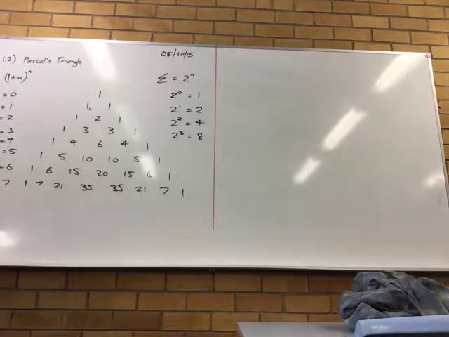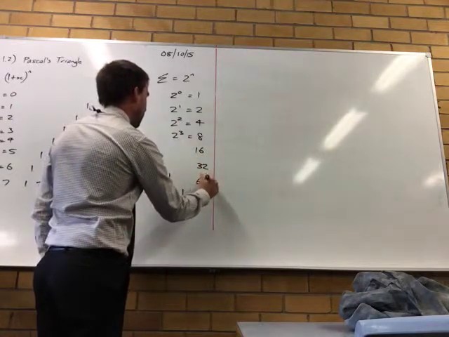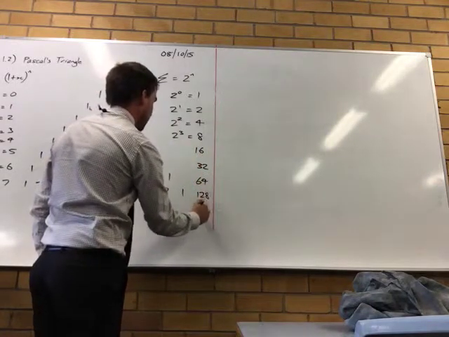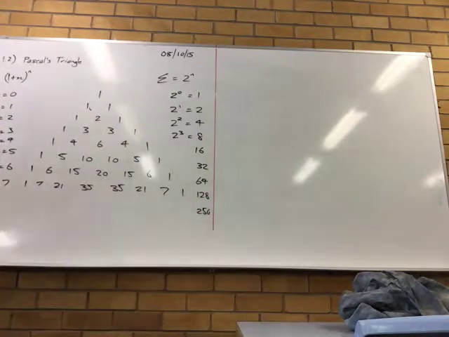Okay, so the sum of the numbers in each row is equal to 2 to the power of n. So the next ones will be 16, 32, 64, 128, and the next one will be 256, and so forth. Okay, quite a few patterns we can identify.